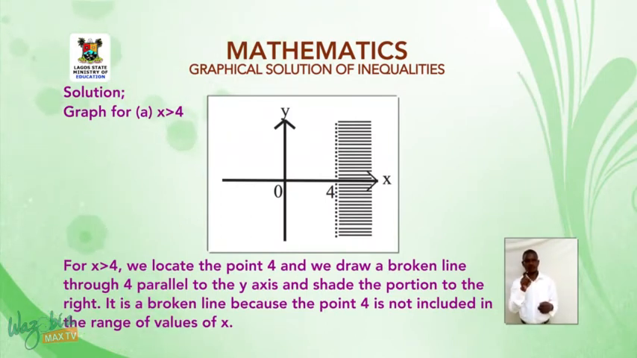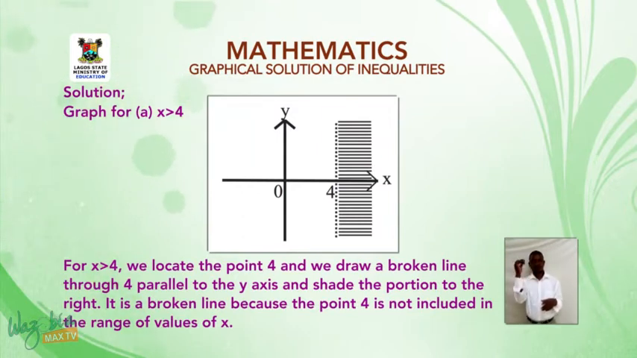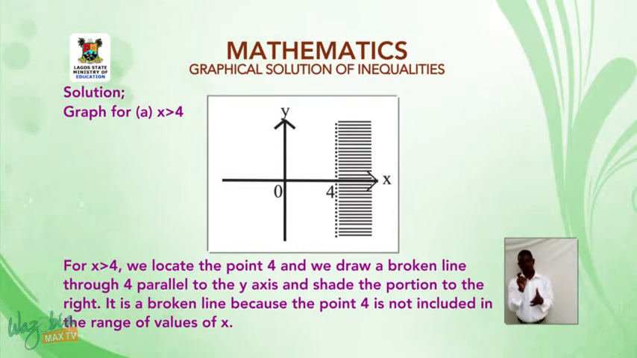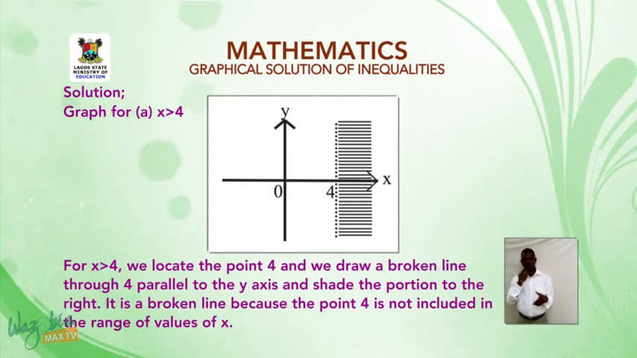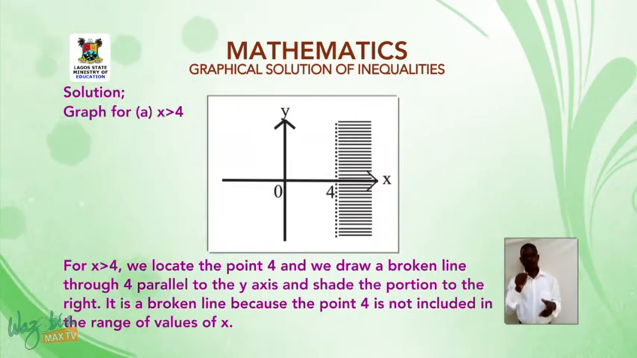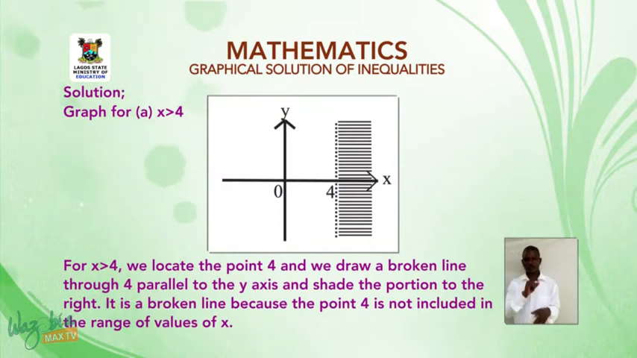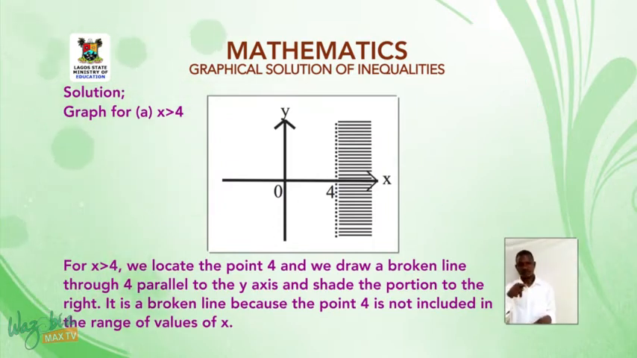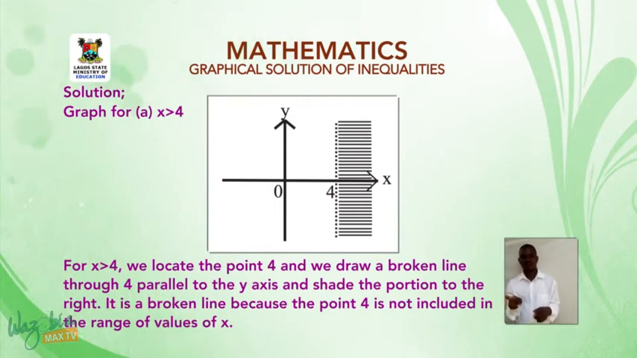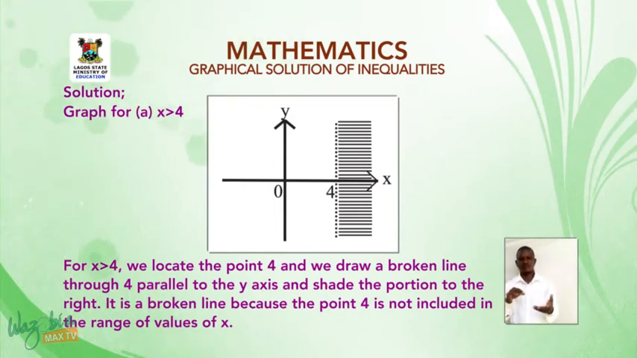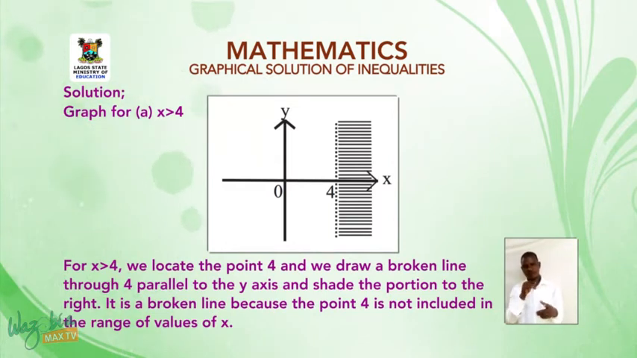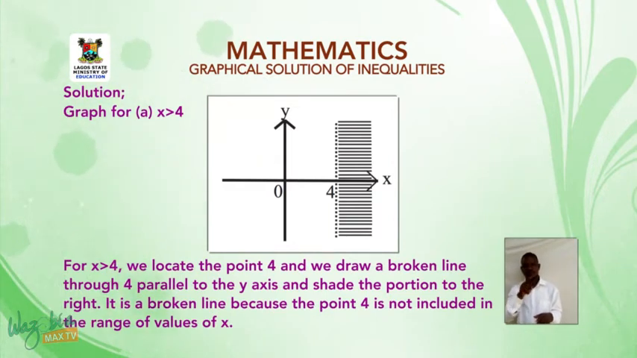graph for x greater than 4 drawn as that. For x greater than 4, we locate the point 4 and draw a broken line through 4 parallel to the y-axis and shade the portion to the right. It is a broken line because the point 4 is not included in the range of values of x.